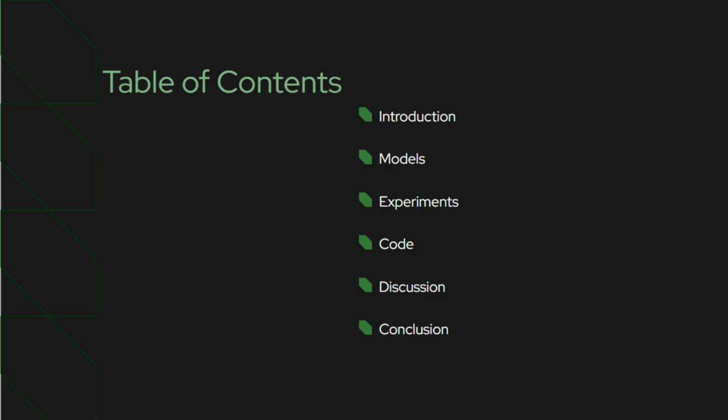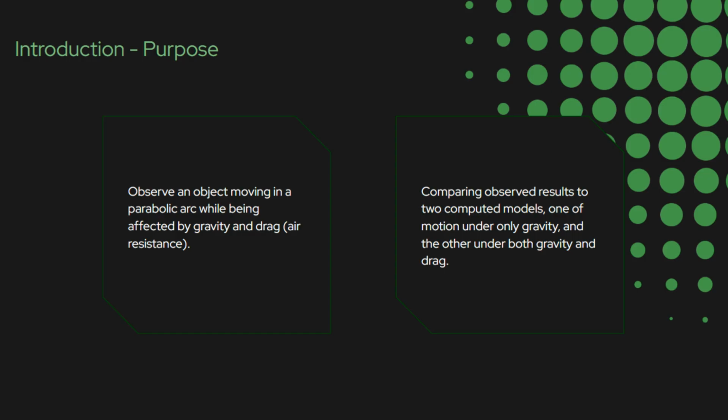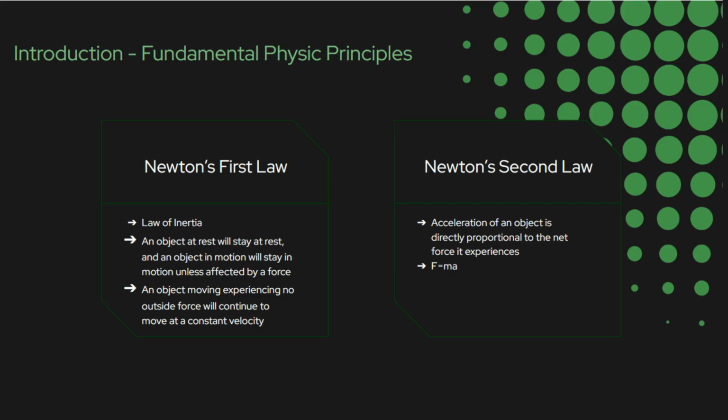Here's my table of contents with introduction, models, experiments, code, discussion, and conclusion. The purpose of this lab is to observe an object moving in a parabolic arc while being affected by gravity and drag, aka air resistance. We're also comparing the observed results to two computed models, one of motion under only gravity, and one under both gravity and drag. Fundamental physics principles.